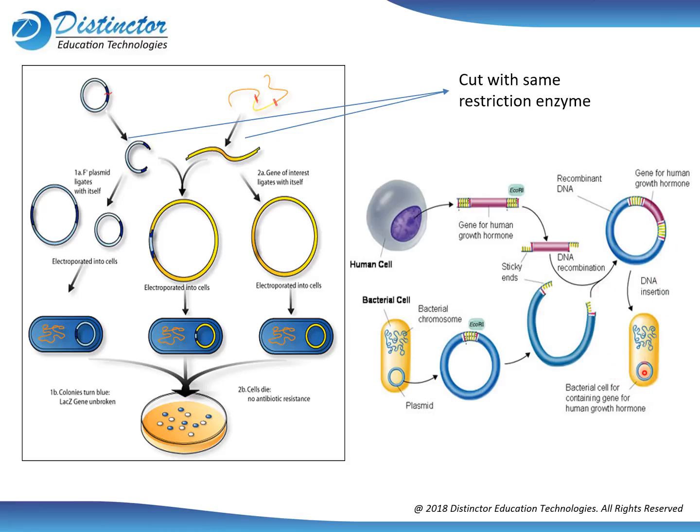So this cell can replicate and increase in number, and then this hormone can be produced in larger quantities. That is why we use the same type of restriction enzyme to seal two different species. To make it easy, we need to use the same type of restriction enzyme.